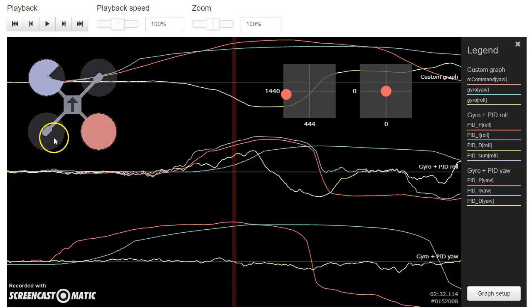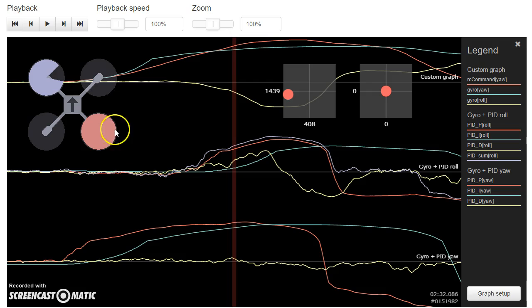But notice right here that these two motors are off. They've just gone to idle. And this motor is at full, and this motor is not quite at full. So this explains why the copter rolled to the left, because this motor was at full, and this motor was not at full, and these two motors are at idle. So there was more thrust on the right side of the copter than the left side, and that's why it began to roll to the left.